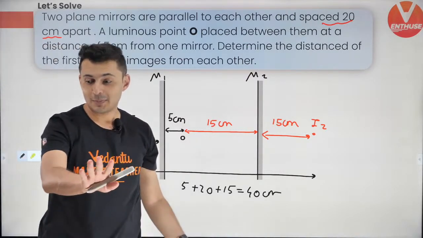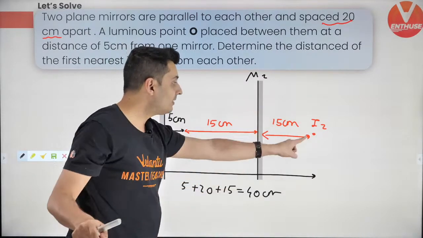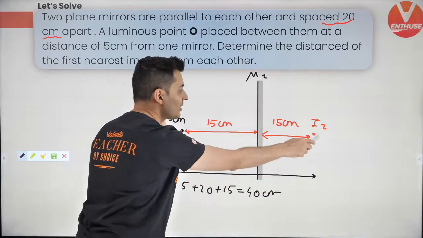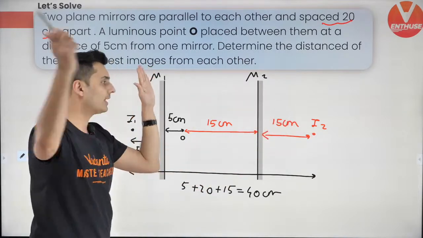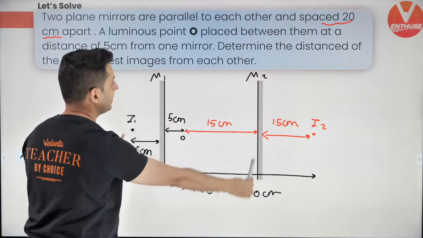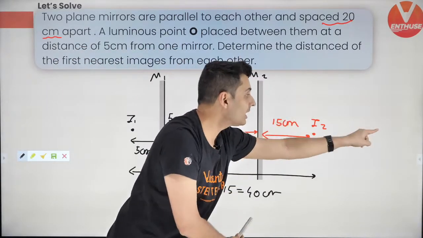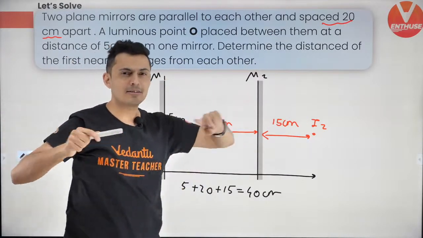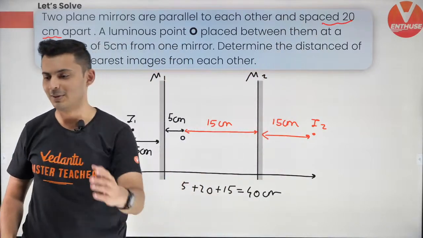By the way, understand, this is not the final set of images. This image will form the object for this mirror. It will reflect somewhere here. And this image will form the object for this mirror, and it will form the image somewhere here. And that image will again form the object for this mirror. Again, it will reflect there. And this will keep on happening infinitely, and you will have an infinite set of images.